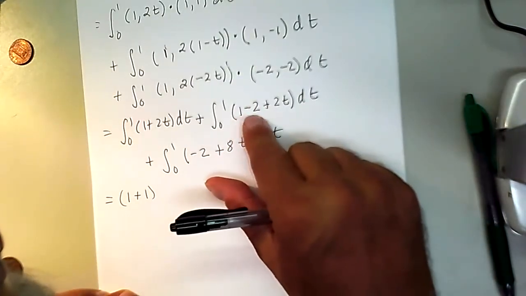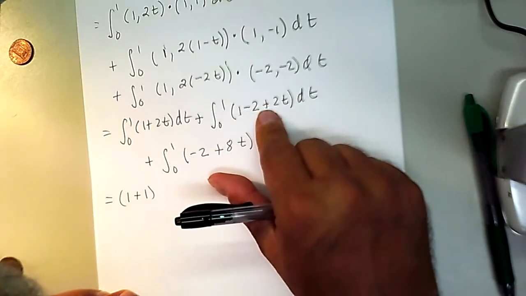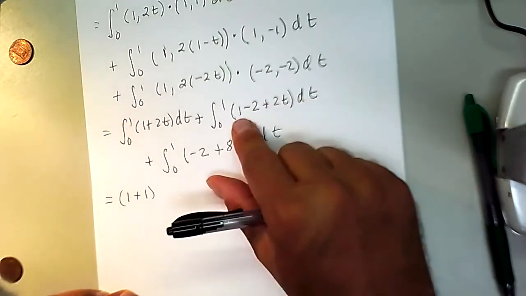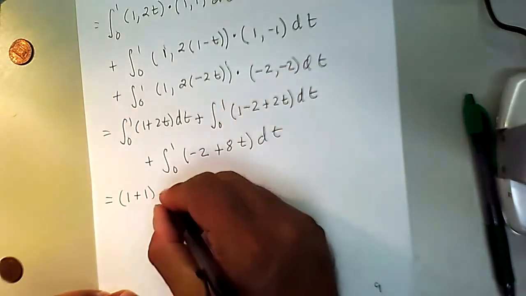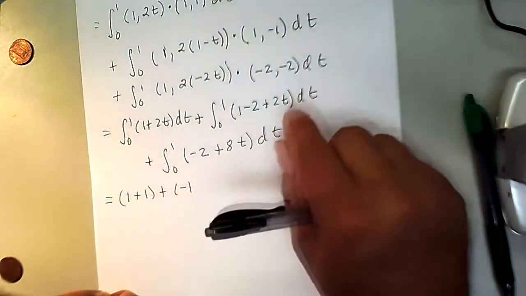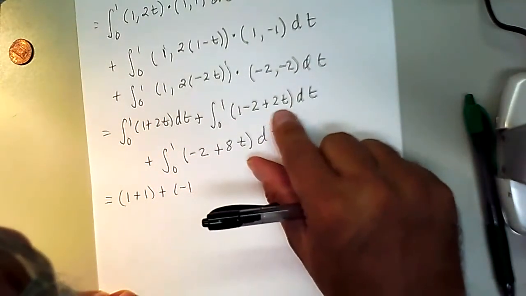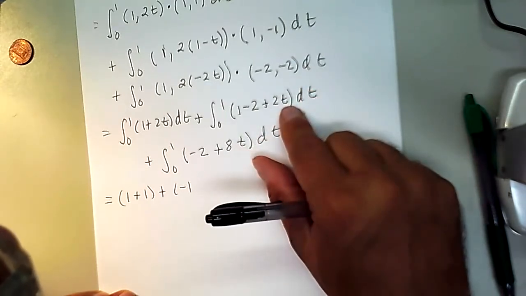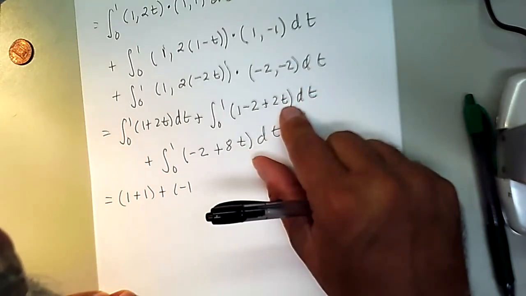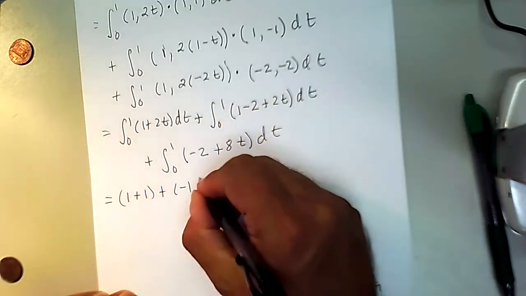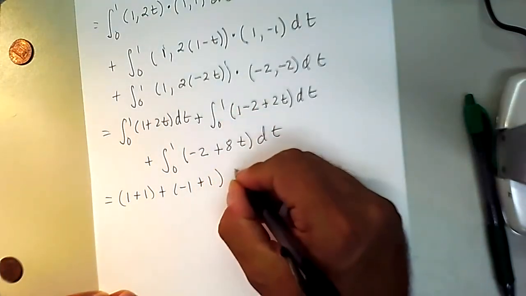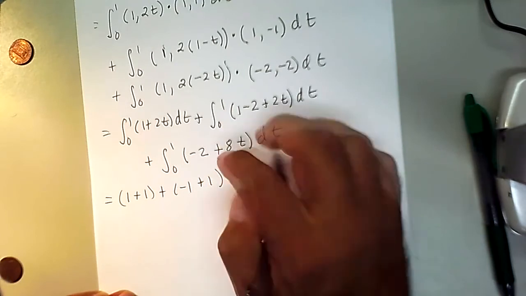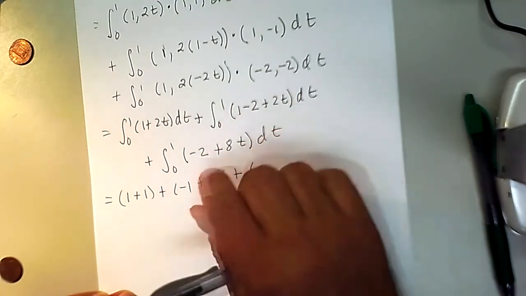Well, consolidating that, that is negative 1. With respect to t, we have negative t from 0 to 1 is minus 1. And again, 2t squared over 2, that's going to give us t squared, but plug in the 1, so plus 1. Plus negative 2t.